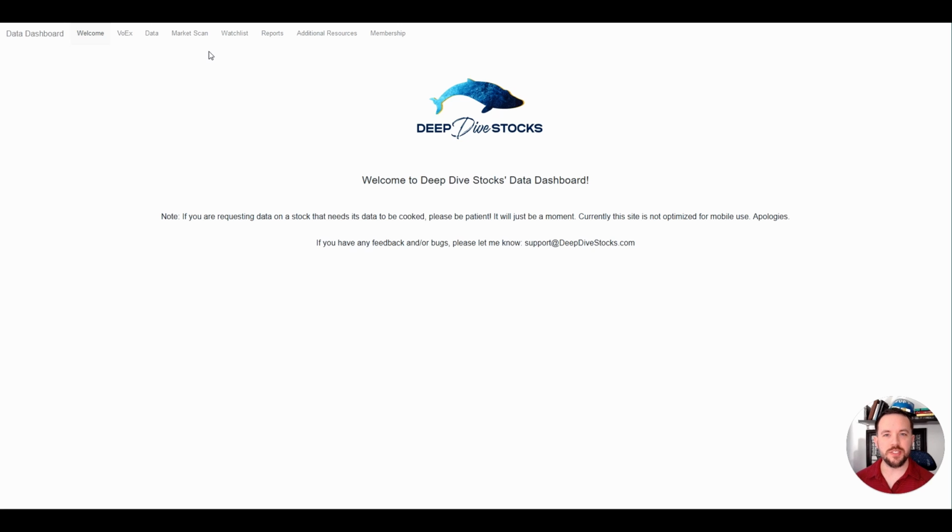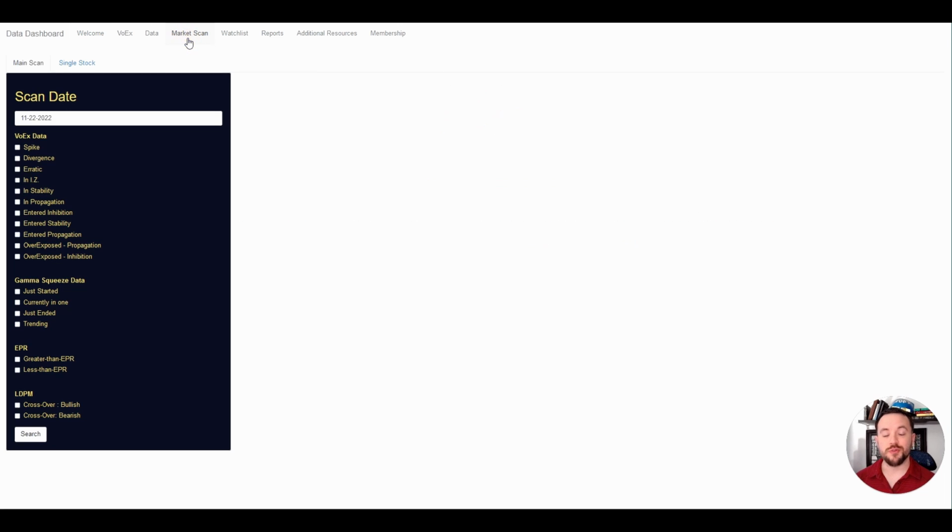So one of the first things you'll notice when you log into the dashboard is this new market scan button, which, as the name may imply, takes you right to the market scan. The market scan is designed for you to be able to choose the date of the scan results that you want, as well as the criteria of the stocks that you want to populate.